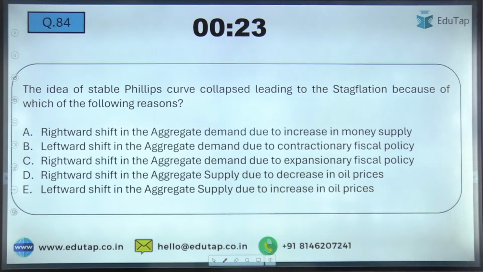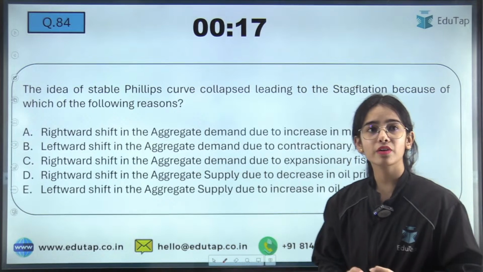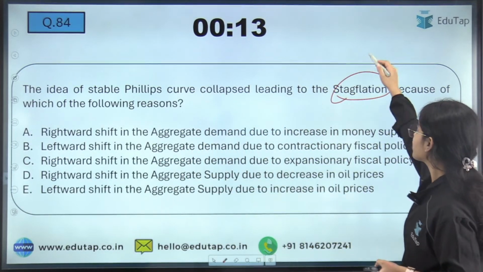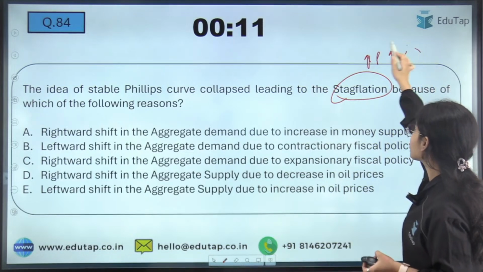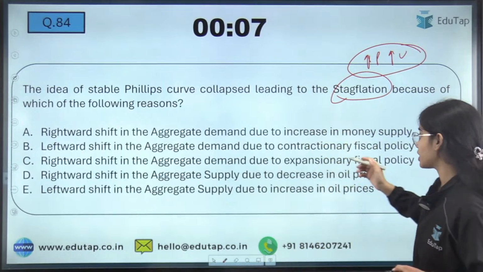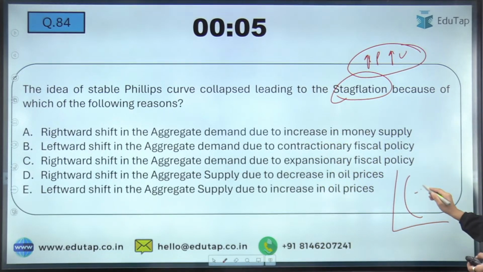So try to answer this question now. The idea of a stable Phillips curve collapsed, leading to stagflation. Stagflation means the prices are increasing as well as the unemployment is also increasing. So during the stagflation, what happened? The Phillips curve shifted rightwards.